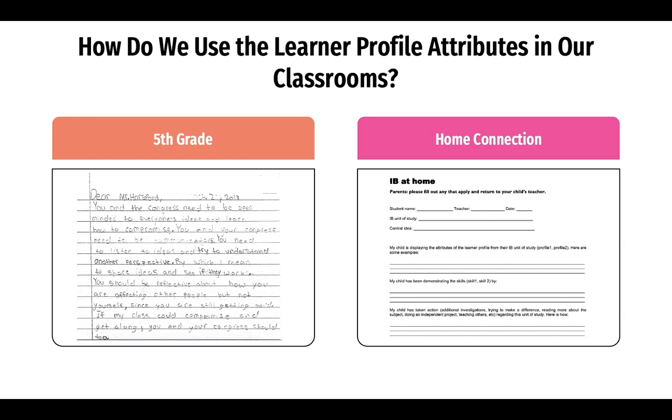In this example from a 5th grade classroom, the students wrote letters to Congress encouraging them to use the learner profile attributes with the goal of ending the government shutdown of 2013 and to reopen the national parks. In order to gain holistic feedback of student actions both in and outside of school, this example shows an IB at home log, so parents can record when their children display one or more of the learner profile attributes.